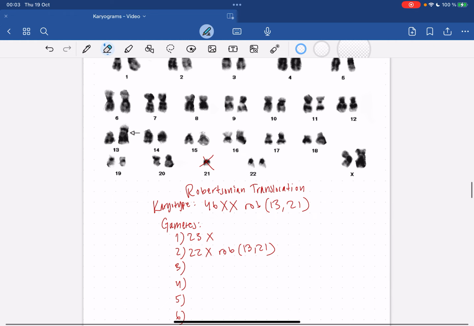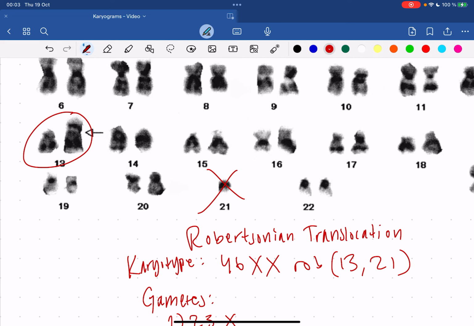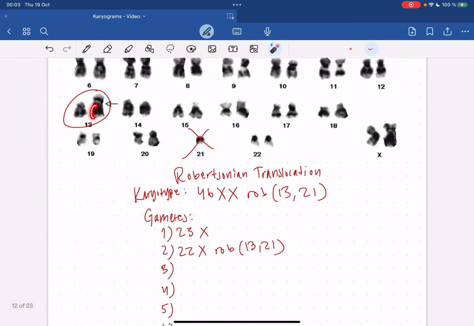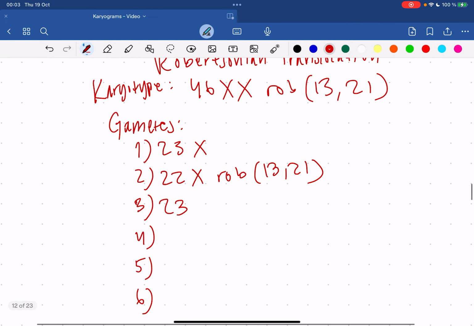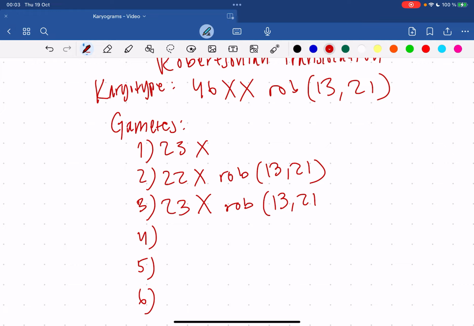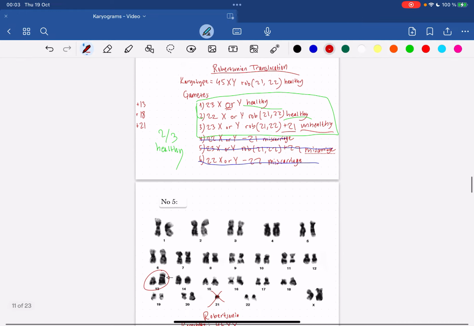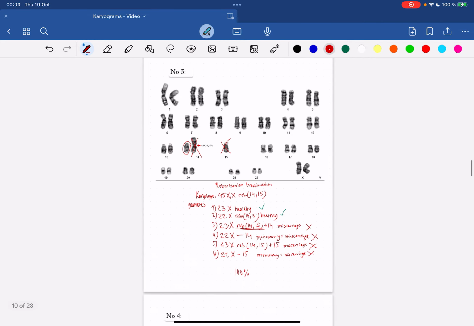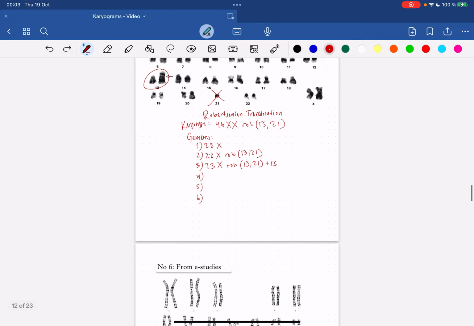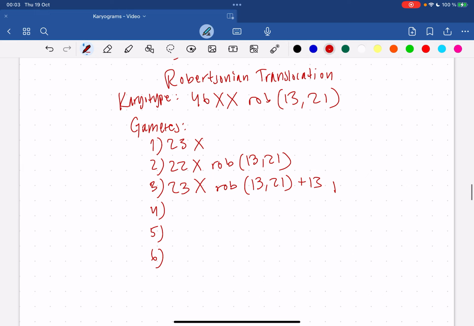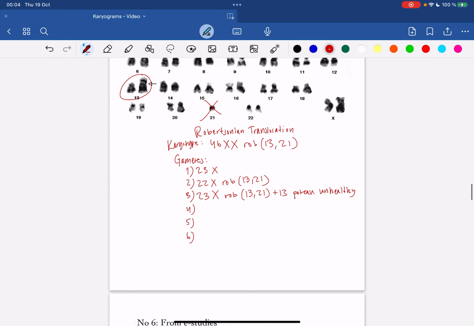Next up is if we choose these two, right? And in that case, we would have 13, 14, and 13 again. So we would have an additional 13, but 23 chromosomes. So X, Rob, 13, 21 plus 13. And plus 13, we can look up here. That is Patau syndrome, I think. Now I have to double check that it's Patau. Yep, Patau syndrome is plus 13. So in our case here, we would write it as Patau, and that is unhealthy. This would be an unhealthy child, of course.